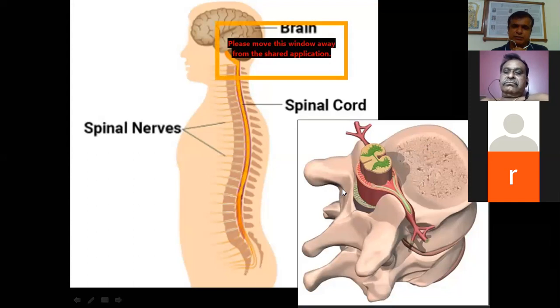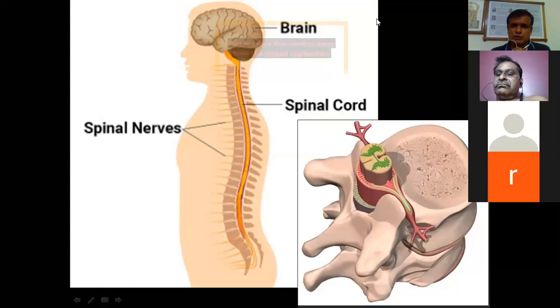So the main purpose of the spinal column is, first, to protect the spinal cord, and second, to make the human being stand straight. Only human beings can stand straight, all others are quadrupeds. So the main function of the spinal column is one, to protect the neural structure, and second, to make the human being stand straight.